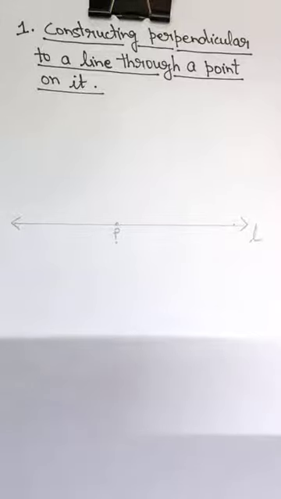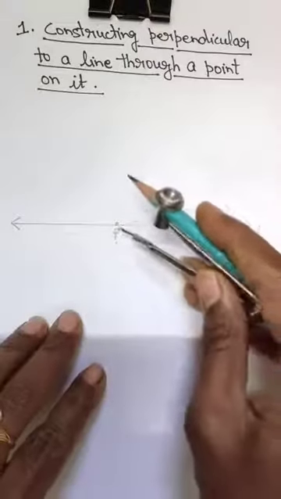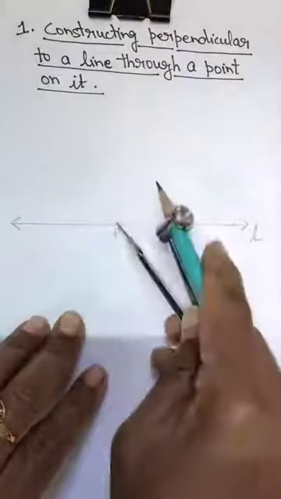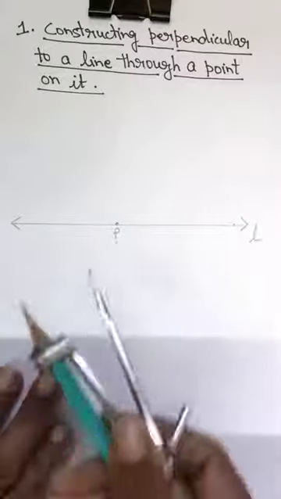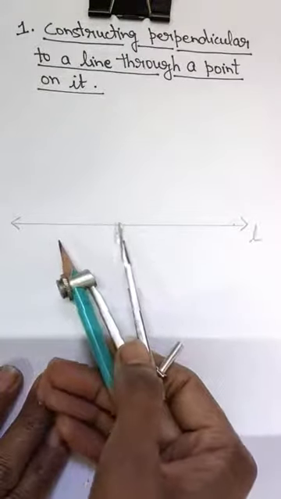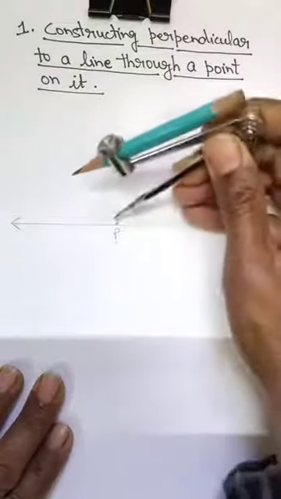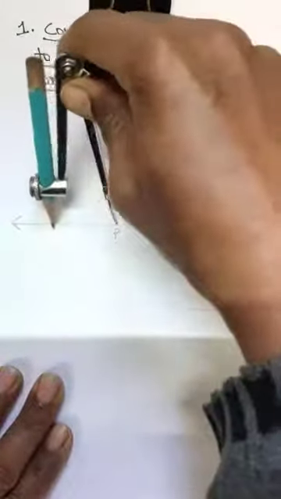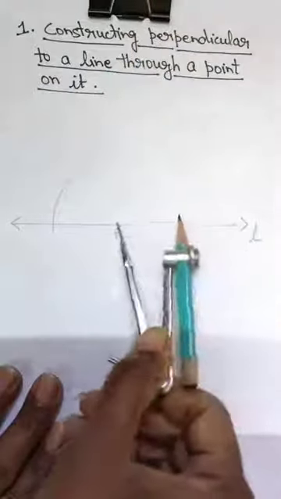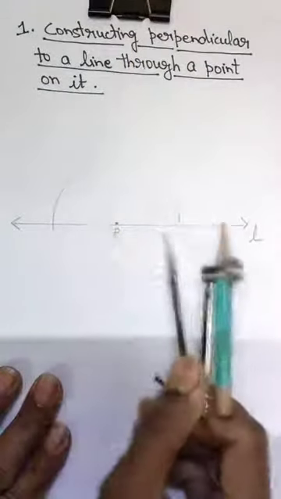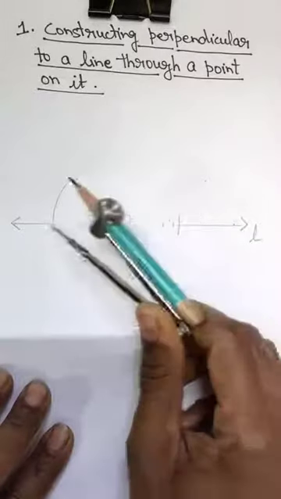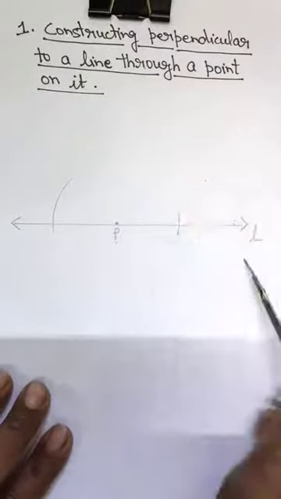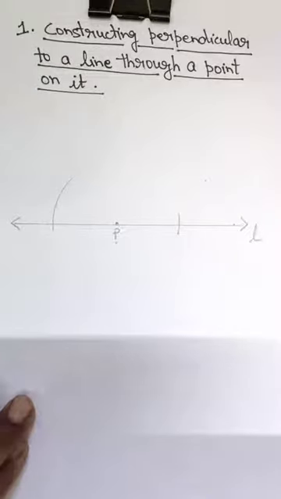Now with P as a center and taking a suitable radius, you have to draw an arc to cut line L at two points A and B. Open your compass to a suitable radius. Suitable radius means that it will cut line L at two points. Here it is and here it is. So it is cutting this from point P. We have drawn one arc which cuts line L at two points.